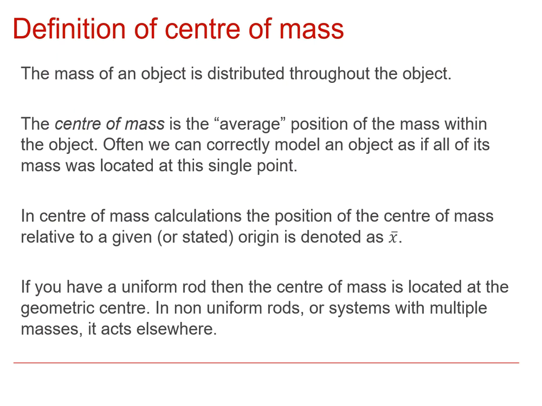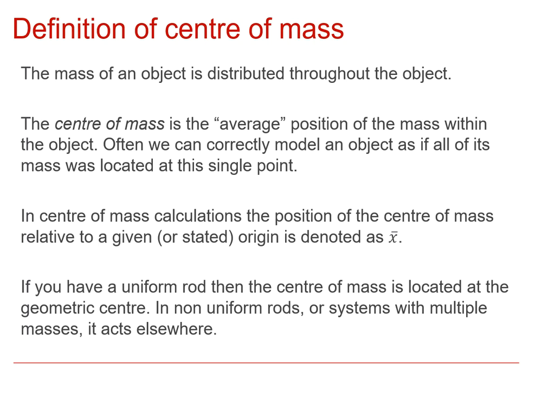Now, in a normal object, the mass of that object will be spread out around the object. So when we talk about the centre of mass, we are thinking about all of that mass acting as if it's at a single point. It's kind of an average position of all the mass that's within the object. And often we can correctly model an object in that way, as long as the object's not under any forces which are going to make it rotate, then it does behave as if it is a single point at the centre of mass.